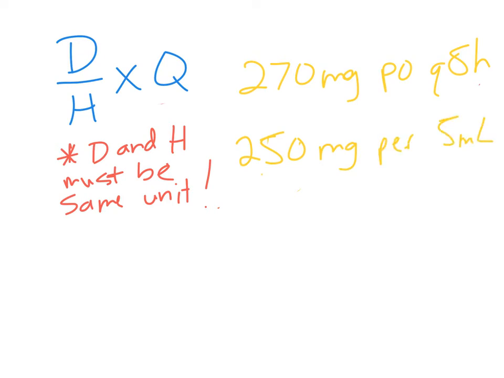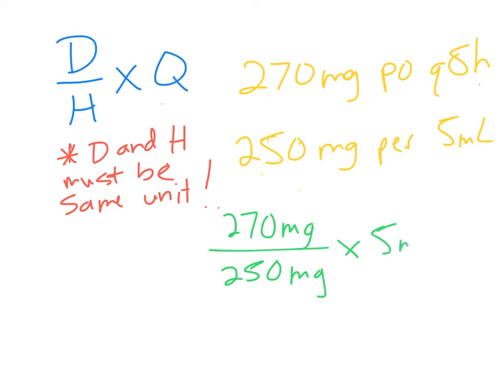Okay, so setting up D, H, and Q here would be 270 milligrams as our ordered dose. Our dose on hand is 250 milligrams, and our quantity is 5 milliliters. Again, remember D and H are just right here. That's how that medicine comes: our dose on hand, our dosage on hand, and our quantity on hand. D and H are already the same unit, so I didn't have to do any converting on this one.